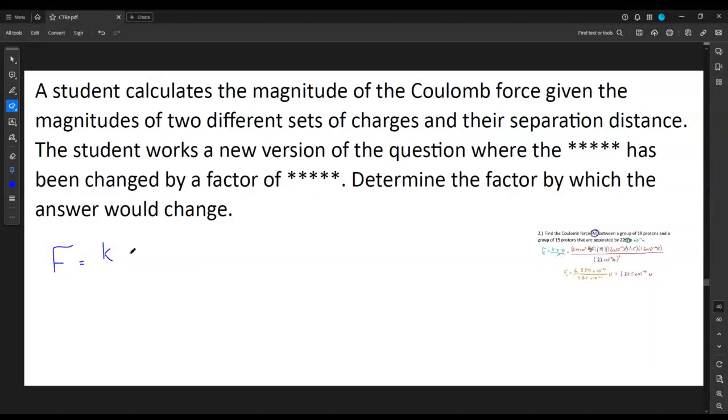And then you have your first quantity of charge, so Q1, multiplied with your second quantity of charge. So if we've got two groups of charges, and then divided by the separation distance squared. Okay, then thinking about what this formula is going to do, if we make some changes, we find a new answer and try to compare the two. Well, if we're going to set these in a ratio and find out the factor with the change, then K is going to end up canceling itself out. So what I'm really looking for is Q1, Q2 over R squared.